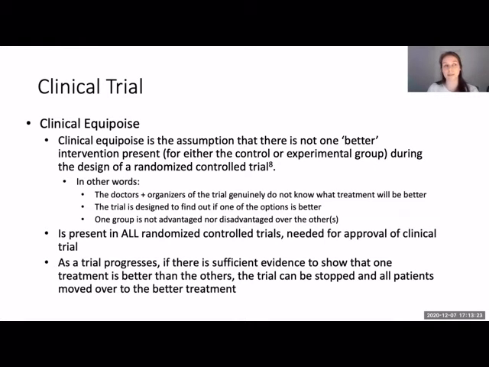Clinical equipoise is based around the fact that it would be unethical to run a trial on something we already have evidence that works, and you would then be denying people access to it. The presence of clinical equipoise is absolutely essential for a clinical trial to be approved. So you can be assured that any clinical trial run in Canada has this point underlying it. And with that comes the fact that as a trial progresses, if there is sufficient evidence to show that one treatment group is proving to be much better than the other treatment group, the trial can be stopped and all patients will be moved over to that other treatment. So clinical equipoise underlies all clinical trials that are currently run in Canada.